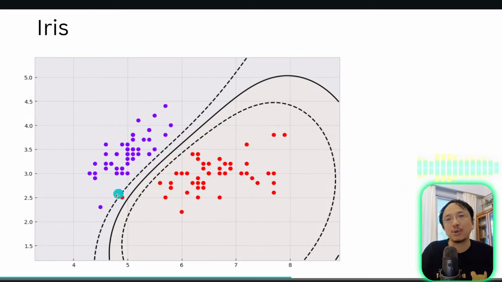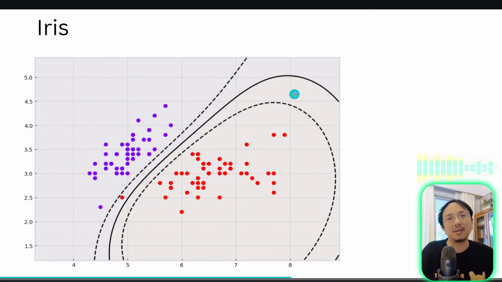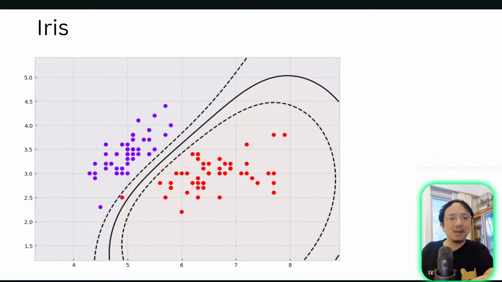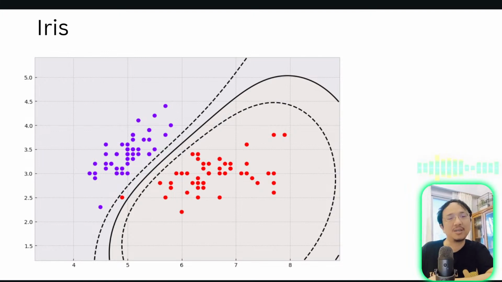It still has a margin. You can see the dashed line here. The dashed lines indicate the margin. And the solid black curve right here is the decision boundary. So it still has the same concept of the linear support vector machine. It's just that we have a nonlinear boundary.